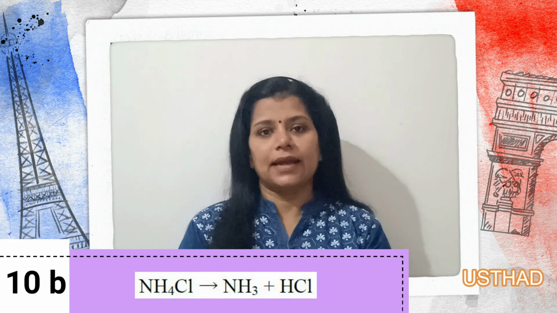Part 2, questions from 10 to 12, each one carries 2 marks. A part in that, 10th question, sub question A. Which are the 2 compounds formed when ammonium chloride is strongly heated? When ammonium chloride is strongly heated, it decomposes into ammonia and HCl. You can write ammonia and HCl or ammonia and hydrochloric acid. B part of that question, write the chemical equation for this reaction. NH4Cl gives NH3 plus HCl.